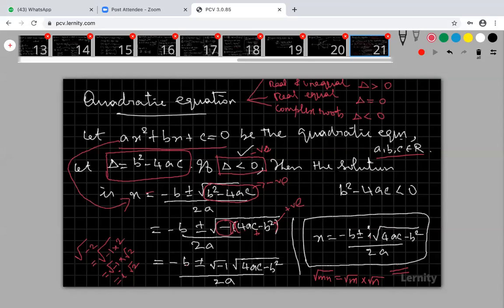Pavan? Yes, screen is visible. Some students are saying it's not visible. Yeah, thank you. Thank you, thank you, thank you.